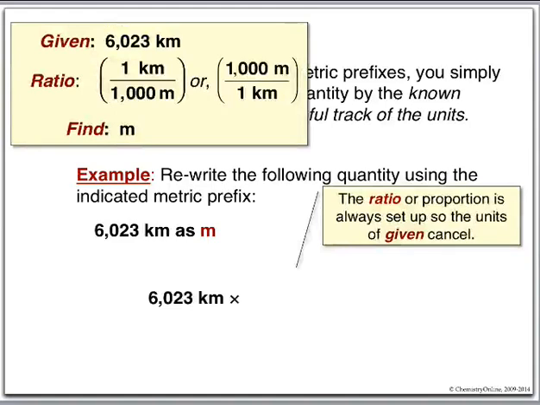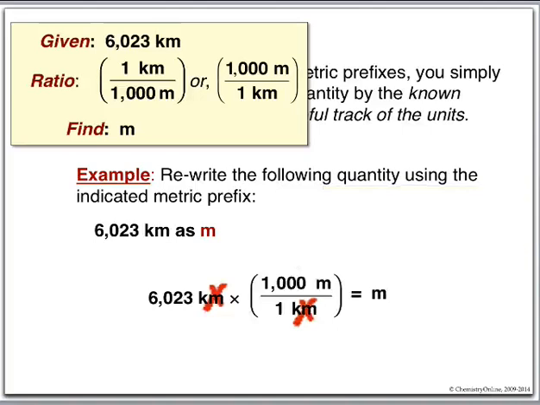Next, we're going to stick in a ratio that's going to relate meters and kilometers. You do that, 1 kilometer is 1,000 meters, 1,000 meters in a kilometer. We can do that. But the ratio we choose must have kilometers in the denominator. So we're going to use this guy. Now, if you look at it, kilometers are going to cancel, aren't they? And we're left only with meters. Given, ratio, answer. So you do the simple math, feed it to your calculator. 6,023 times 1,000, 6.023 times 10 to the 6th.